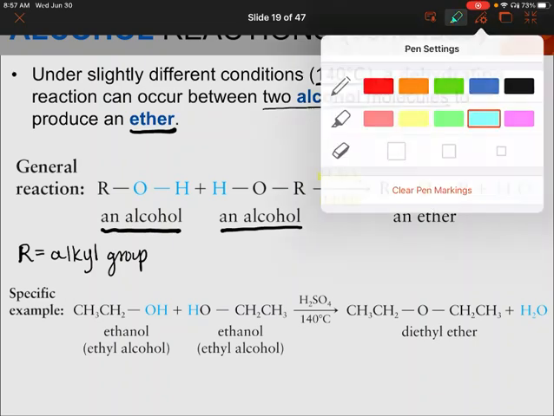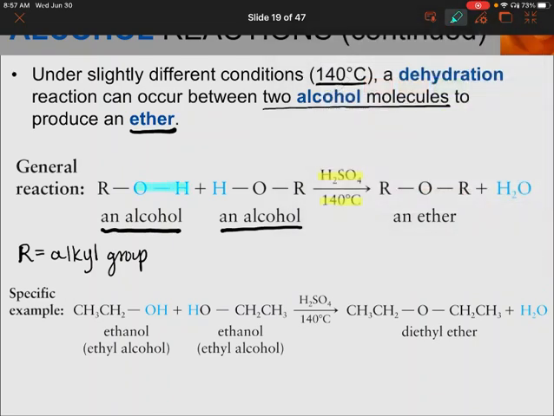And then the OH group from one alcohol and a hydrogen from the other alcohol are going to team up together to create a water molecule. And then the other components, so the alkyl group from our first alcohol and the OR group from the second alcohol, are going to team up and create our ether. And remember, an ether has an oxygen atom between two alkyl groups. And those alkyl groups could be the same or different.